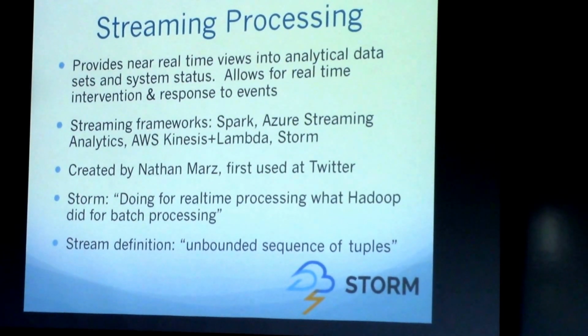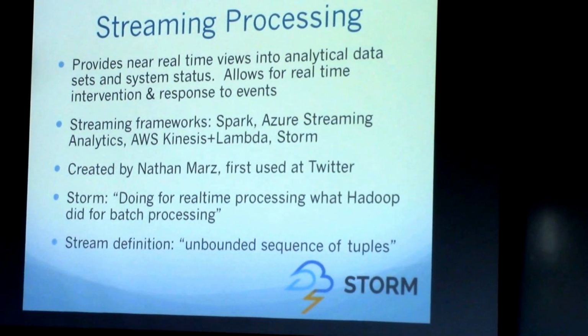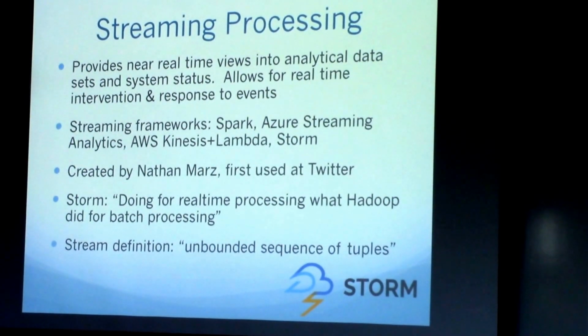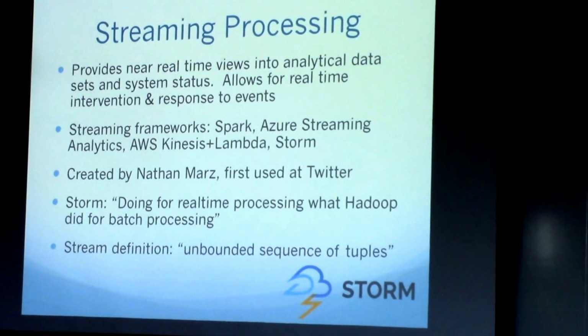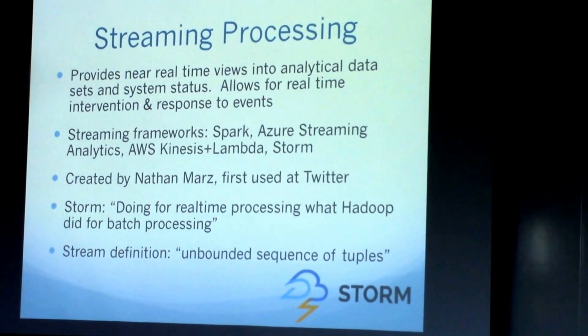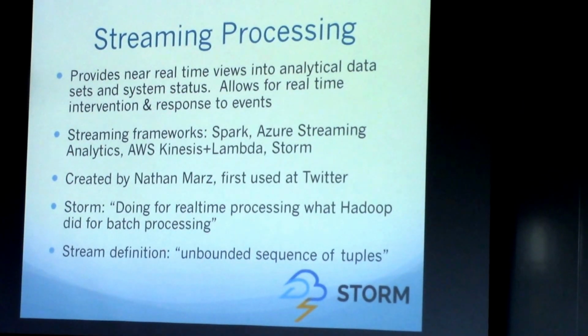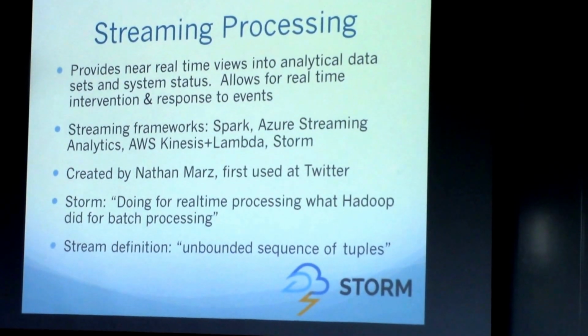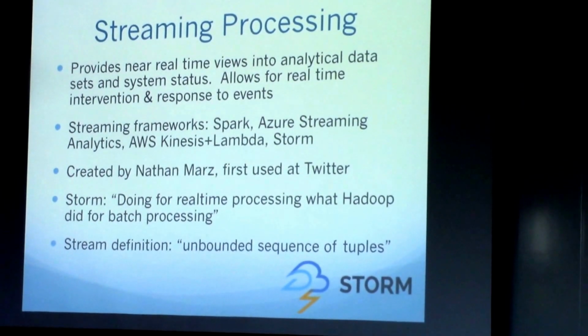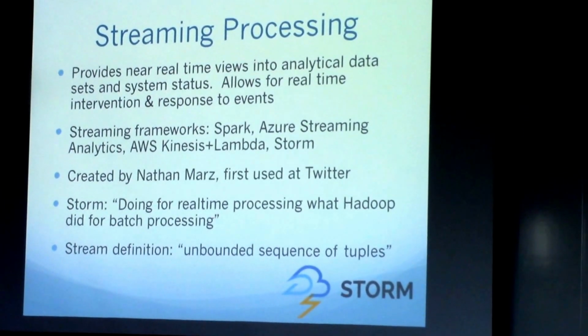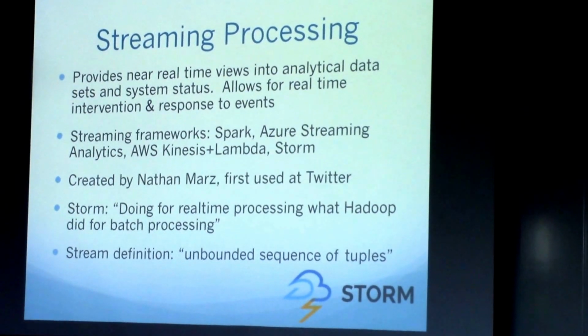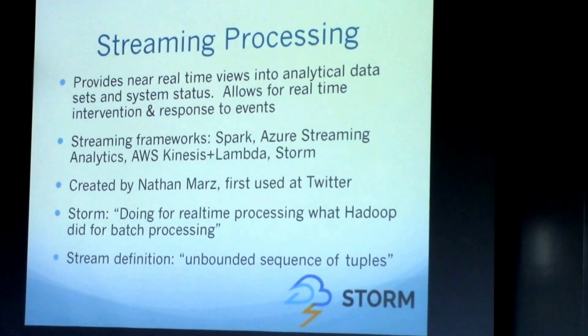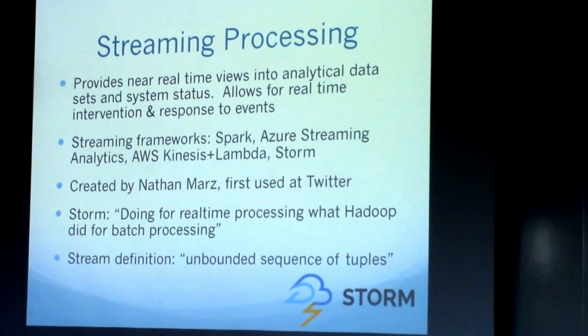So there are several frameworks that do streaming processing. Spark is one. Azure has one called Streaming Analytics, which is pretty cool. And AWS is also playing in the space with kind of a combination of Kinesis and Lambda. I don't think they have much in terms of horizontal scalability yet. And then, of course, Storm.